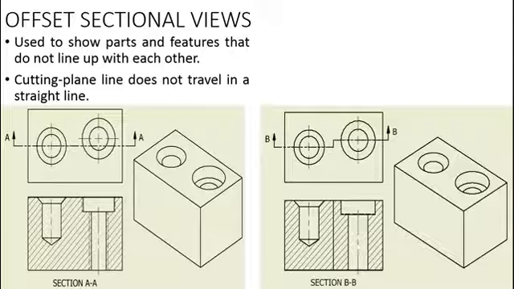Remember we said that the hatching lines remove the hidden details, but in this case you can see that it is not removed. This means that we did cut this circle but we did not cut the whole length of that circle. We were supposed to cut at the center here. So to solve this problem we have to do an offset sectional view.